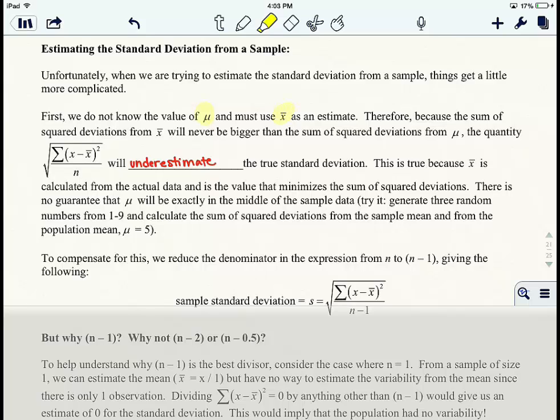Therefore, because the sum of the squared deviations from x bar will never be bigger than the sum of the squared deviations from mu, because x bar has a smaller number of values in it than the full population, the value we find when we divide by n will underestimate the true standard deviation. This is true because x bar is calculated from the actual data and is the value that minimizes the sum of the squared deviations. There is no guarantee that the actual mean will be exactly in the middle of the sample data. So we're going to try that.